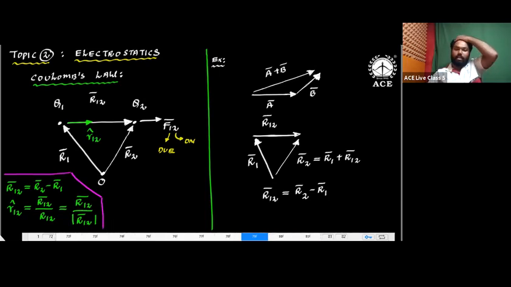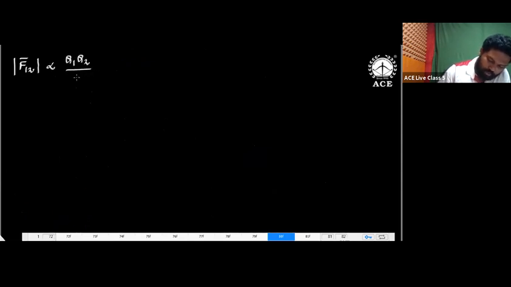Okay, let us see the law. What is that law, beta? The magnitude of F12 is proportional to the product of charges and inversely proportional to the square of the distance between them. Clear? And what is the proportionality constant here?